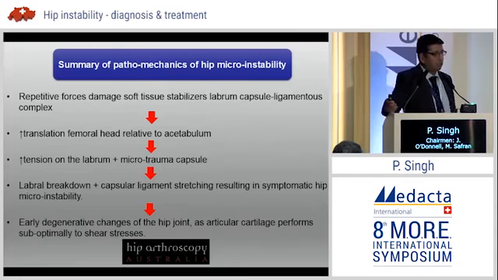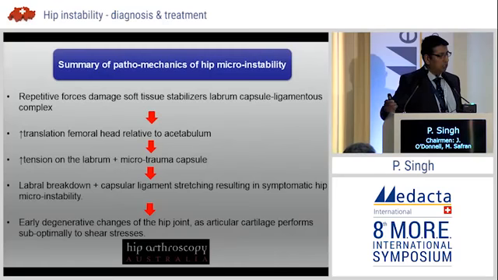So just to summarize the pathomechanics, and this is just a proposal, my view is that the repetitive forces damage the soft tissue stabilizers, i.e. the labrum, the ligamentum teres, and the capsular ligamentous structures. They increase the translational force within the femoral head, leading to increased tension and shear forces, damaging the anterior rim of the hip joint and potentially leading to early degenerative changes in younger patients.